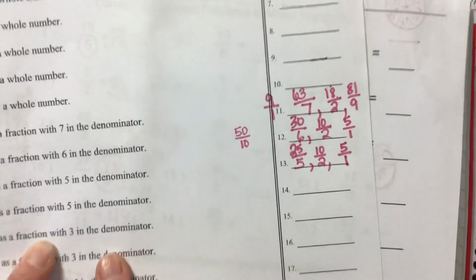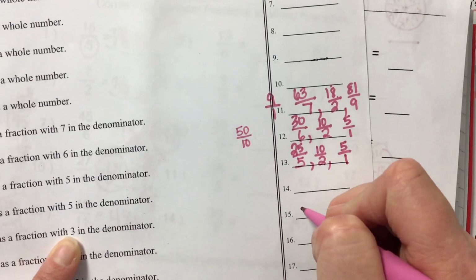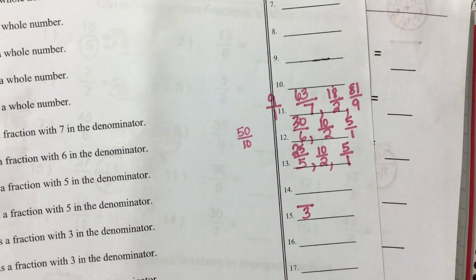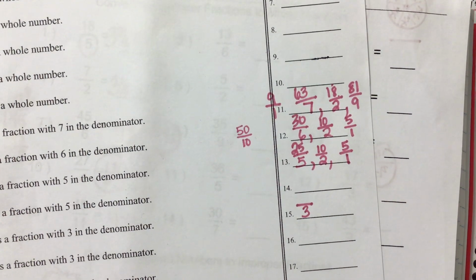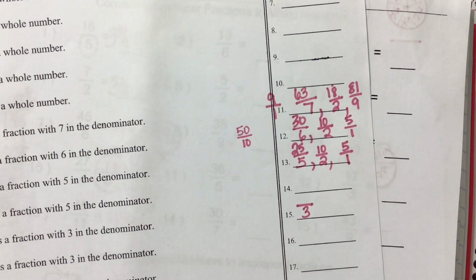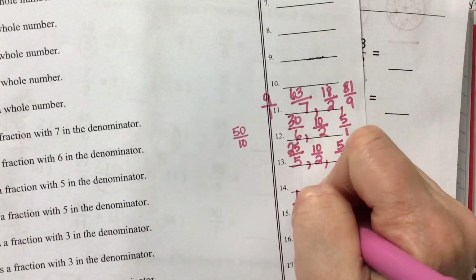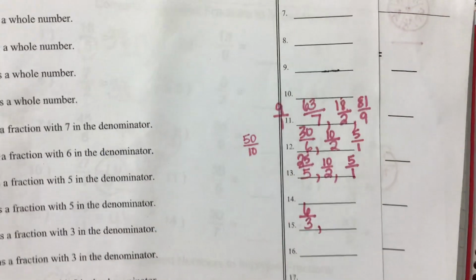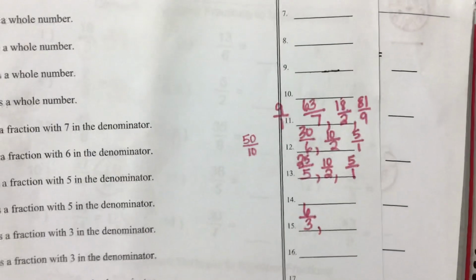Okay, look at number 15. Write 2 as a fraction with a 3 in the denominator. So what divided by 3 is 2? Every hand should be up. What divided by 3 is 2? Or 2 times 3 is 6. Give me another fraction that's equal to 2.